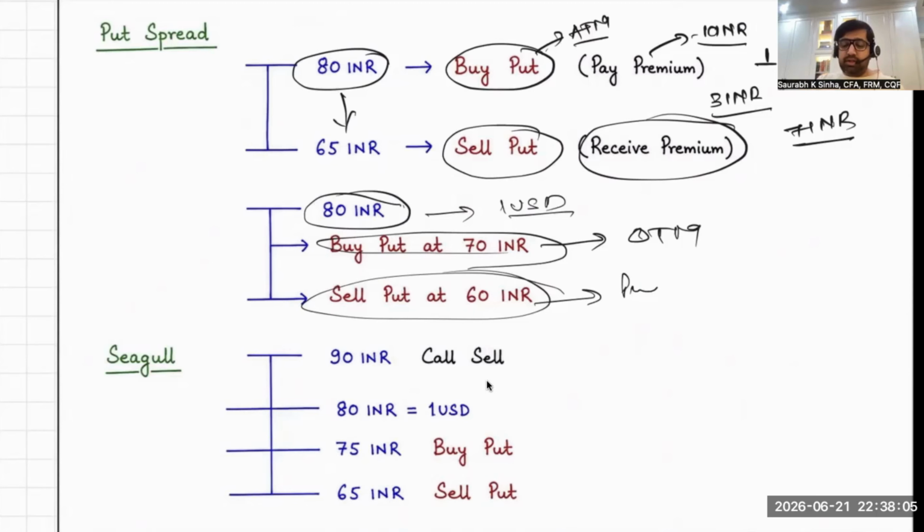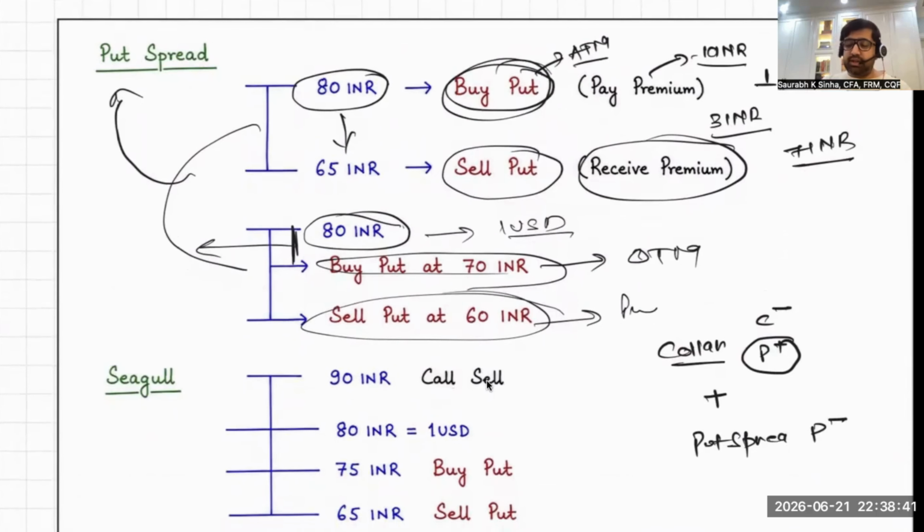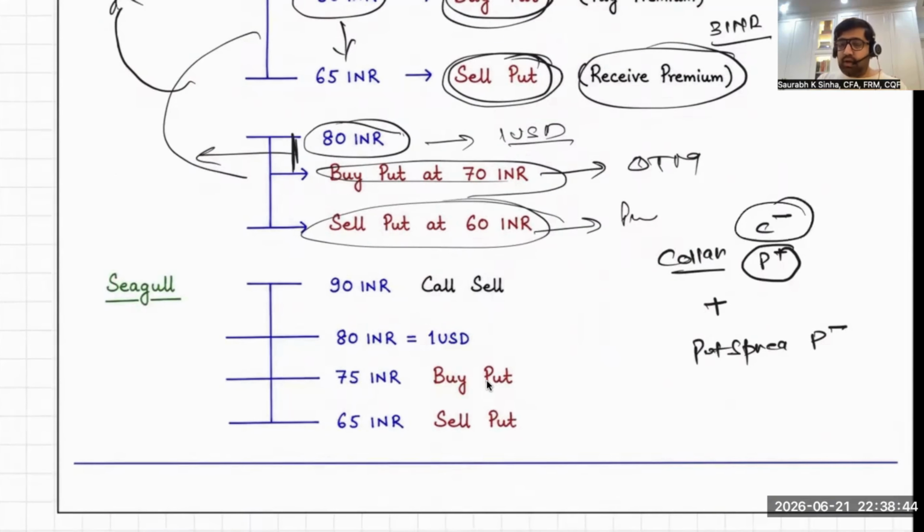Now, the problem in this is that you have to bear some of the downside risk. But both strategies are called put spread strategy. It is up to you how risk averse you are, which risk you want to bear. You can also have a combination of collar, where you're selling a call and buying a put, plus a put spread, where you're buying a put and selling a put. What was put spread? Buying a put, selling a put. What was collar? Selling a call, buying a put. So I can have all three.